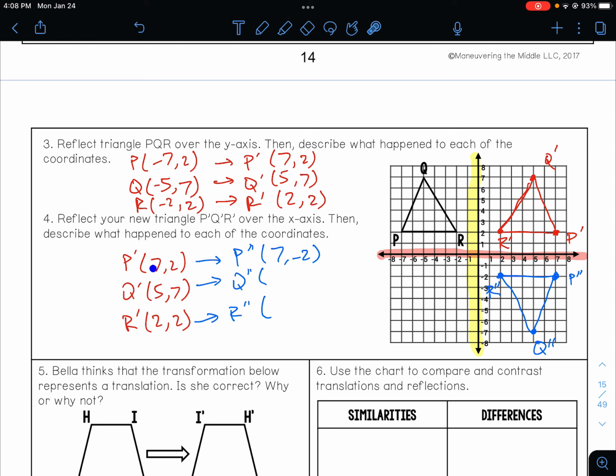So if you look at the pattern, 7, 7, oh, the x stays the same, the y just flips sign. So do the same thing, 5, 7, except flip the sign of the y. 2, 2, except flip the sign of the y.